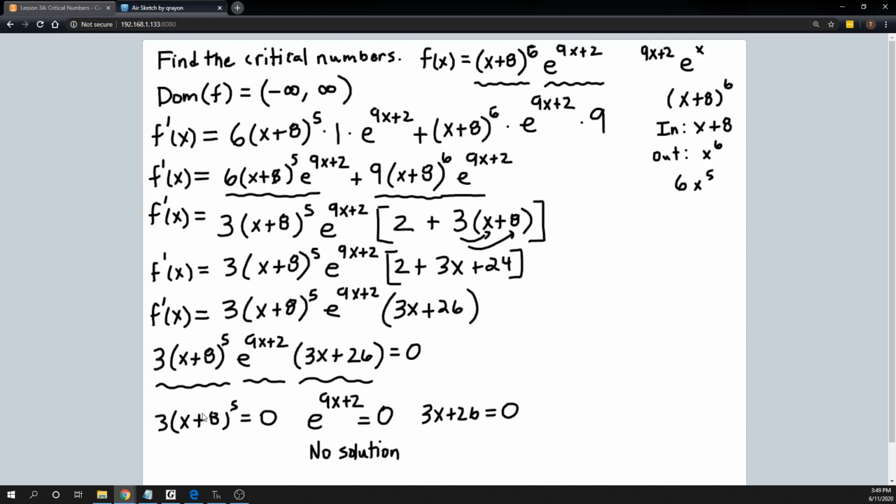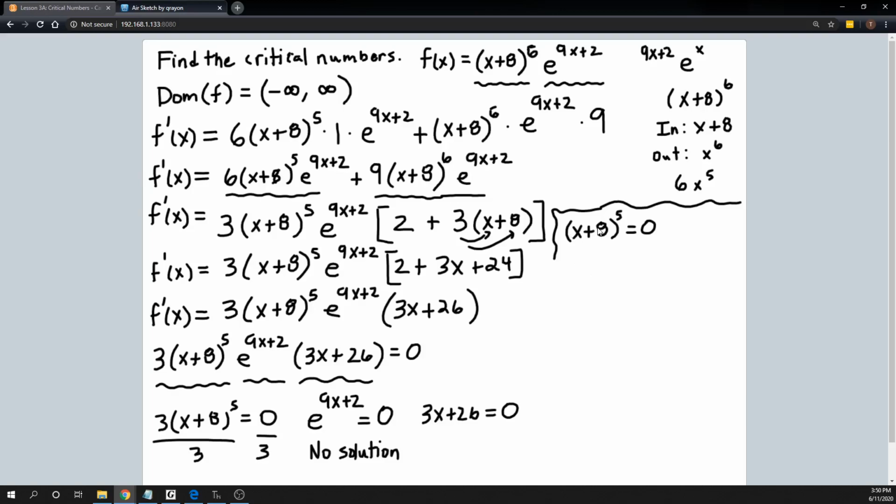Next up, I need to solve this equation over here: 3 times x plus 8 to the 5th equals 0. The first thing I'm going to do is divide both sides by 3 to get rid of that 3 out in front. And when I do that, I get x plus 8 to the 5th equals 0. So let me write that over here: x plus 8 to the 5th power equals 0.